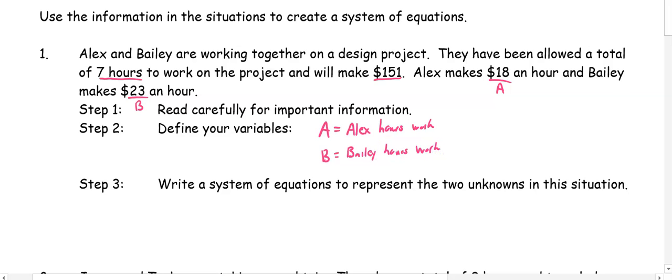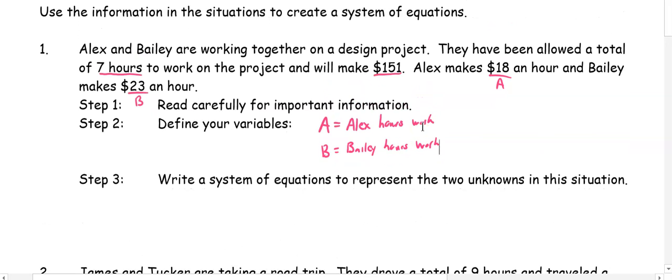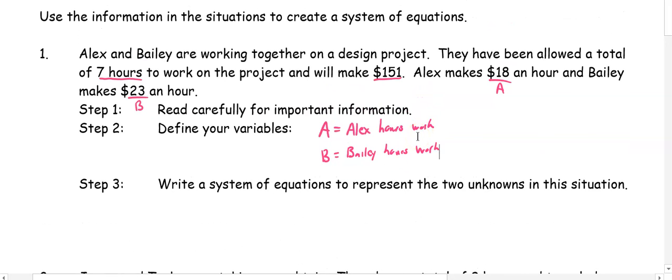So there's two equations here. We have one for hours and one dealing with money. So in the first equation, because A and B are standing for the Alex hours and the Bailey hours, we would just add those together to get 7 hours. So A plus B equals 7.